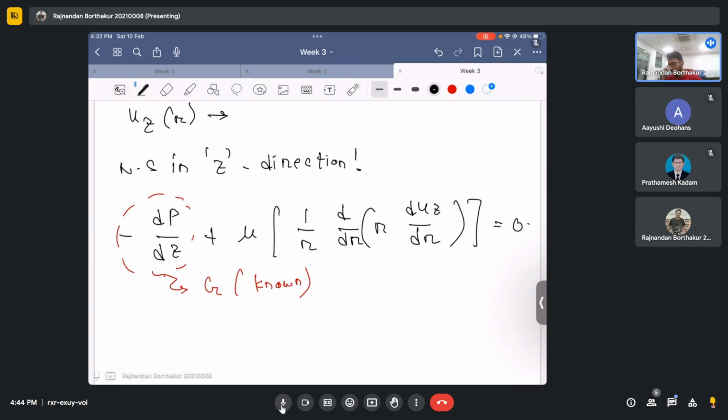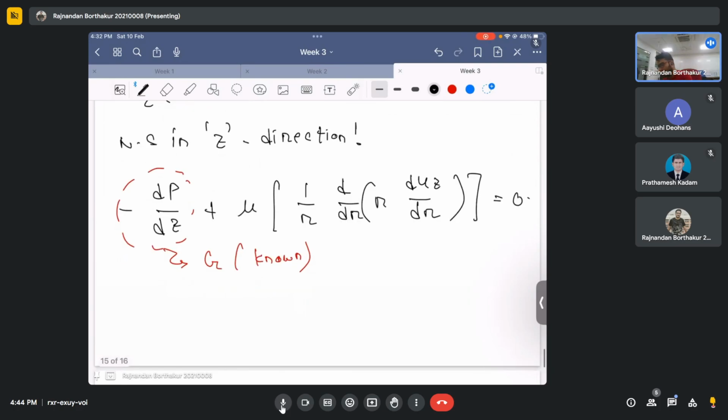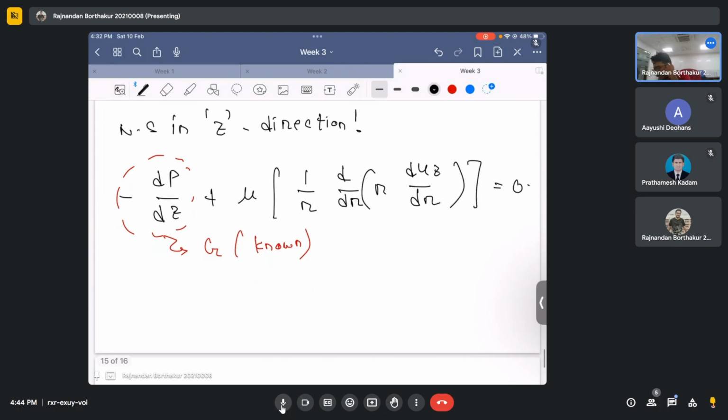So this is something that you guys did. Let's quickly solve this problem. So minus dz we are considering as g, which means this simplifies to 1 by r d/dr of r times duz by dr, which is equal to, what does this become?